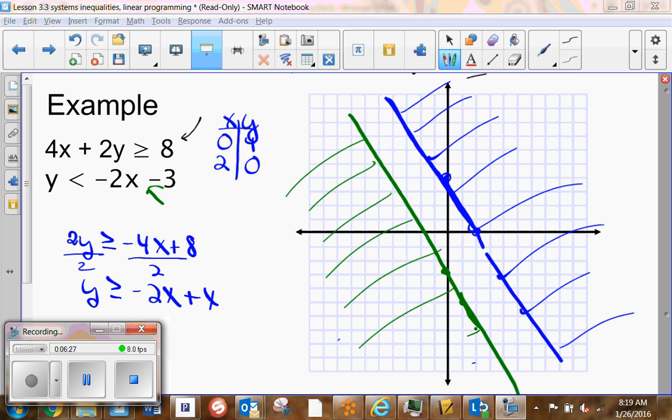There we go. So where do they intersect? They don't. And as I get up here, if we turn this equation into y equals mx plus b, you see that its slope is -2, and this one is also -2. So no solution on that one.